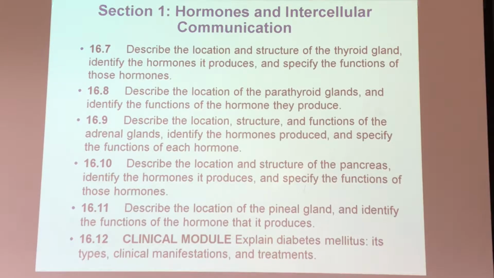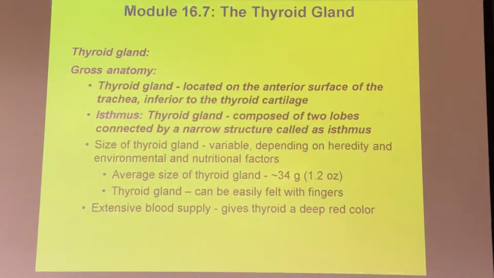So now, how these hormones interact, how they communicate with each other. So we will talk about the thyroid gland, what it produces and the function of these hormones. Then we go through the parathyroid, then we will go through the adrenal, then we will go to the pancreas, then the pineal gland, and then what can go wrong. So this is part of the clinical knowledge.